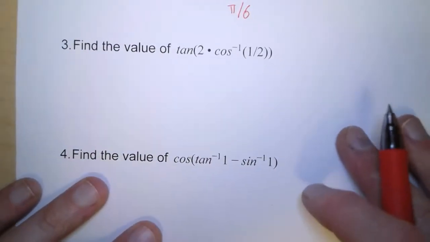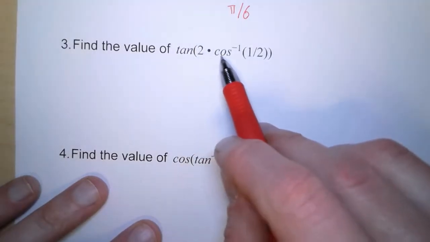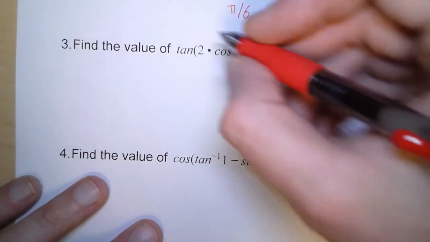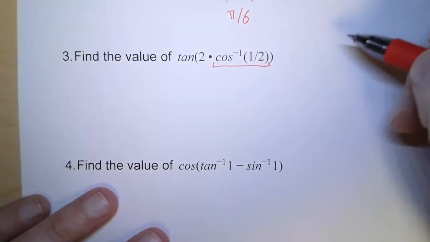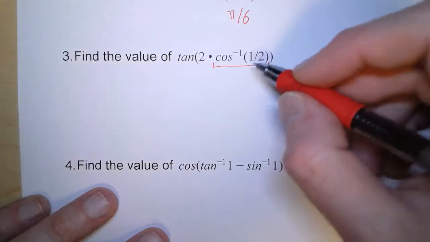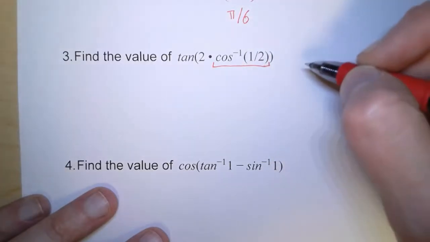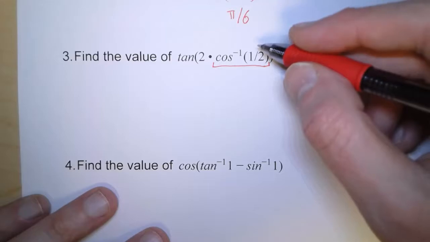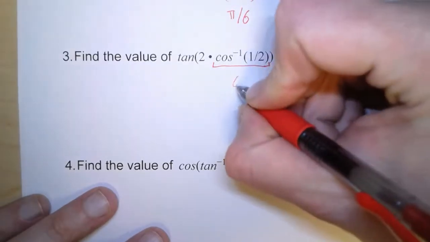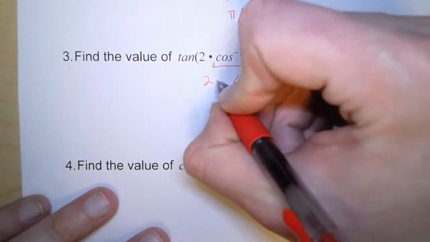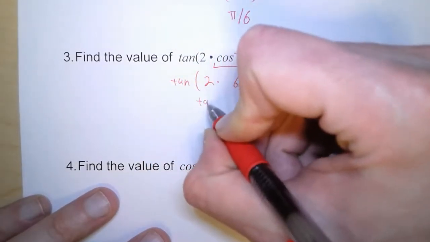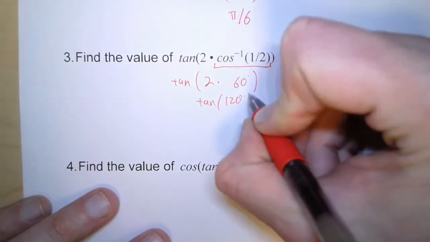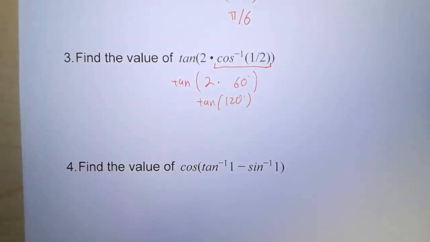For number 3, here we want to find tangent of 2 times cosine inverse of 1/2. Now remember, this is finding an angle, and the 2 out front is just going to double whatever we find. So, where is cosine 1/2? Well, cosine is 1/2 at 60 degrees. Now we still have a 2 out front, and so when we multiply the 2 in, we get 120 degrees. So tangent of 120 degrees.